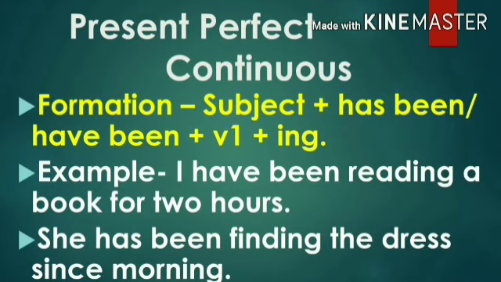Here, for a point of time we will use since and for a period of time we will use for. So what is a point of time and what is a period of time? Period of time means like 2 hours, 3 hours, 4 hours, 1 hour. This is called period of time. And point of time means any particular time like morning, evening, night, afternoon. This is called point of time. So for point of time we will use since and for period of time we will use for.